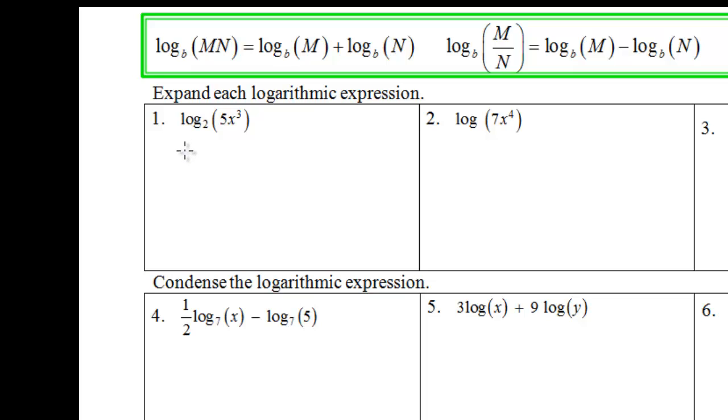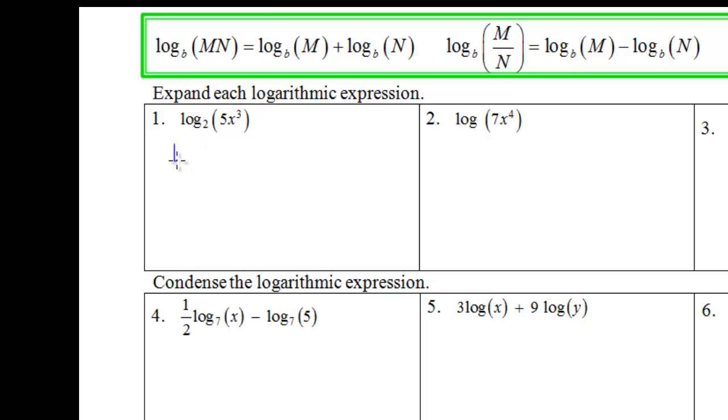This video will show some examples of using the log rules to manipulate expressions and to solve exponential equations. So this first problem asks you to expand each logarithmic expression, and we're going to use this rule right here that has the product of two values inside of a logarithm.